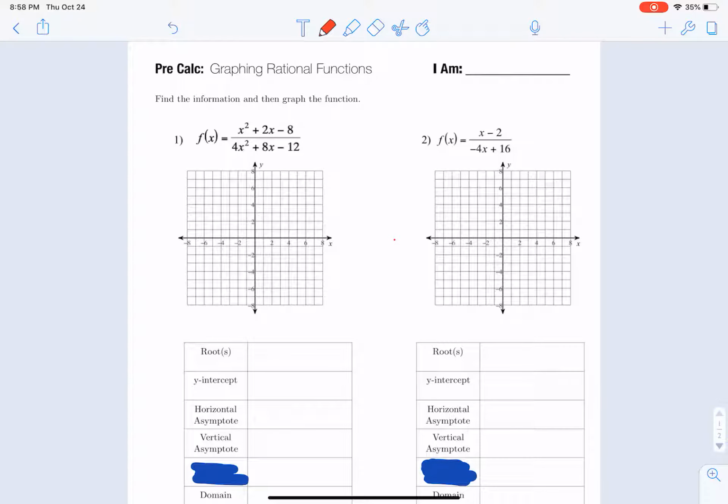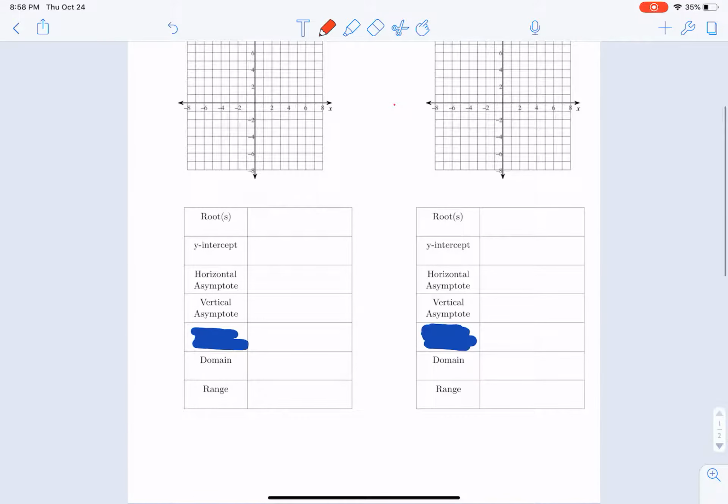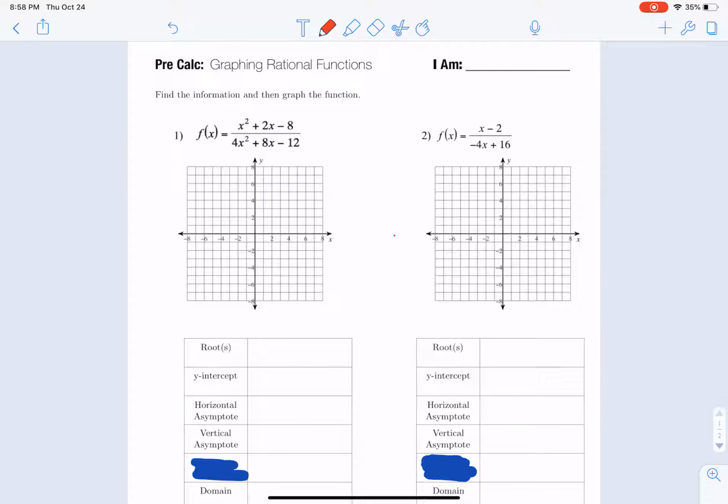All right, guys, here's your video for putting it all together and graphing these rational functions. You'll see that I have two rational functions here, and some tables to help organize my information that I'll go ahead and fill in. This sheet is linked for you as a PDF in Canvas, so if you'd like to follow along, you are certainly welcome to.